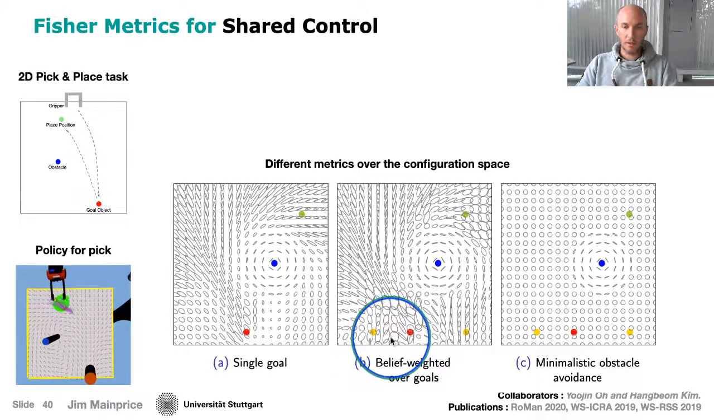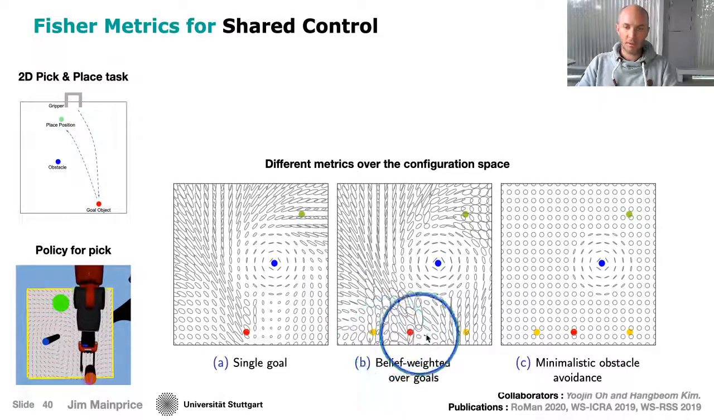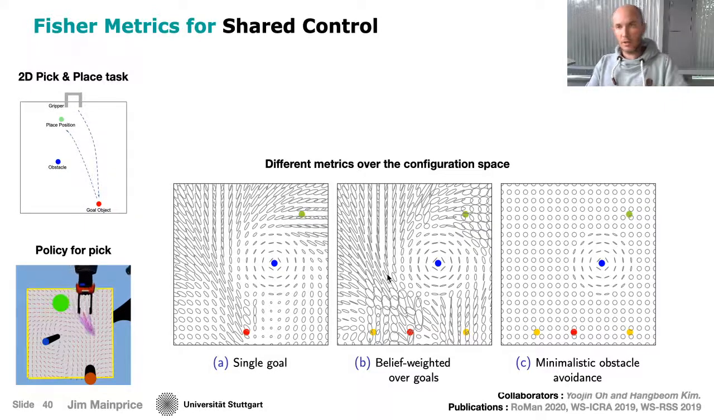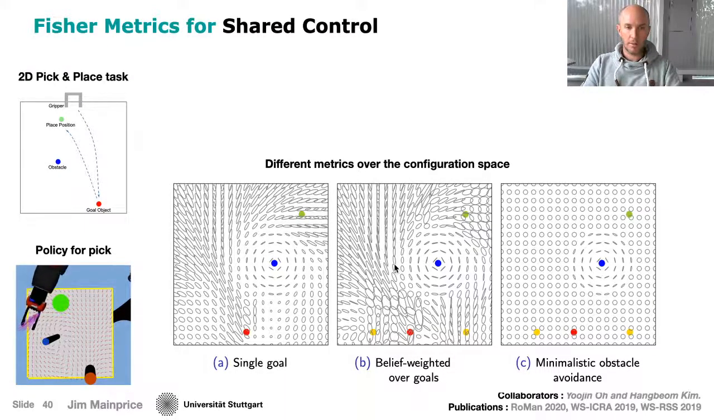What we see here is a belief weighted over goals. We have different goals that parameterize 3 different policies, and then we blend the different ellipsoids here. The Fisher information matrix is calculated by differentiating the policy, and this is explained in the paper. I won't explain how we do that, but it's basically using linear weighted regression and sampling of the policy.